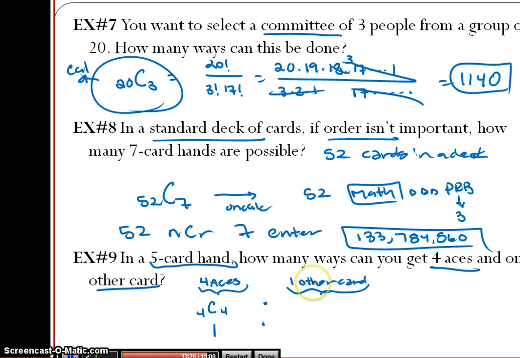And we're going to multiply this by getting 1 other card. Well, how many non-ace cards are there in the deck? If there's 52 cards in the deck and 4 aces, there's 48 other cards. We're going to choose 1 of them. If there's 48 other cards, how many ways can you get 1 of them? Well, there are 48 ways to get 1 other card. You can get the 2 of hearts, 2 of diamonds, 2 of spades, 2 of clubs, 3 of hearts, 3 of diamonds, 3 of clubs, 3 of spades, all the way up through the kings. There's 48 other cards to choose from. So there are just 48 hands, 1 times 48, ways you can get 4 aces and 1 other card.